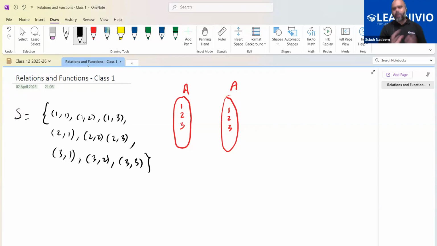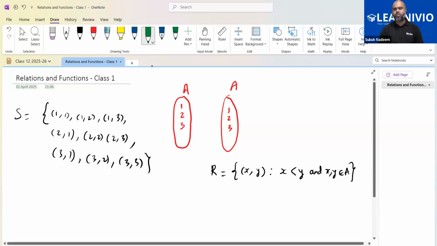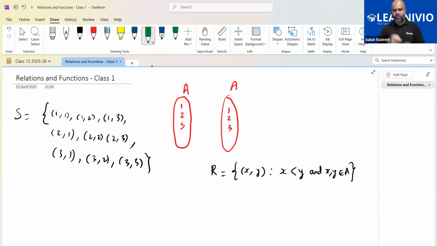But if you talk about a particular relation, suppose we are talking about a relation R equal to (x, y) such that x is less than y and (x, y) belongs to A. So if we are talking about this relation, this is called set builder form. This is the rule method. The rule is given. Now, if you want to write it in tabular form in terms of elements, you take, suppose, 1 from here.